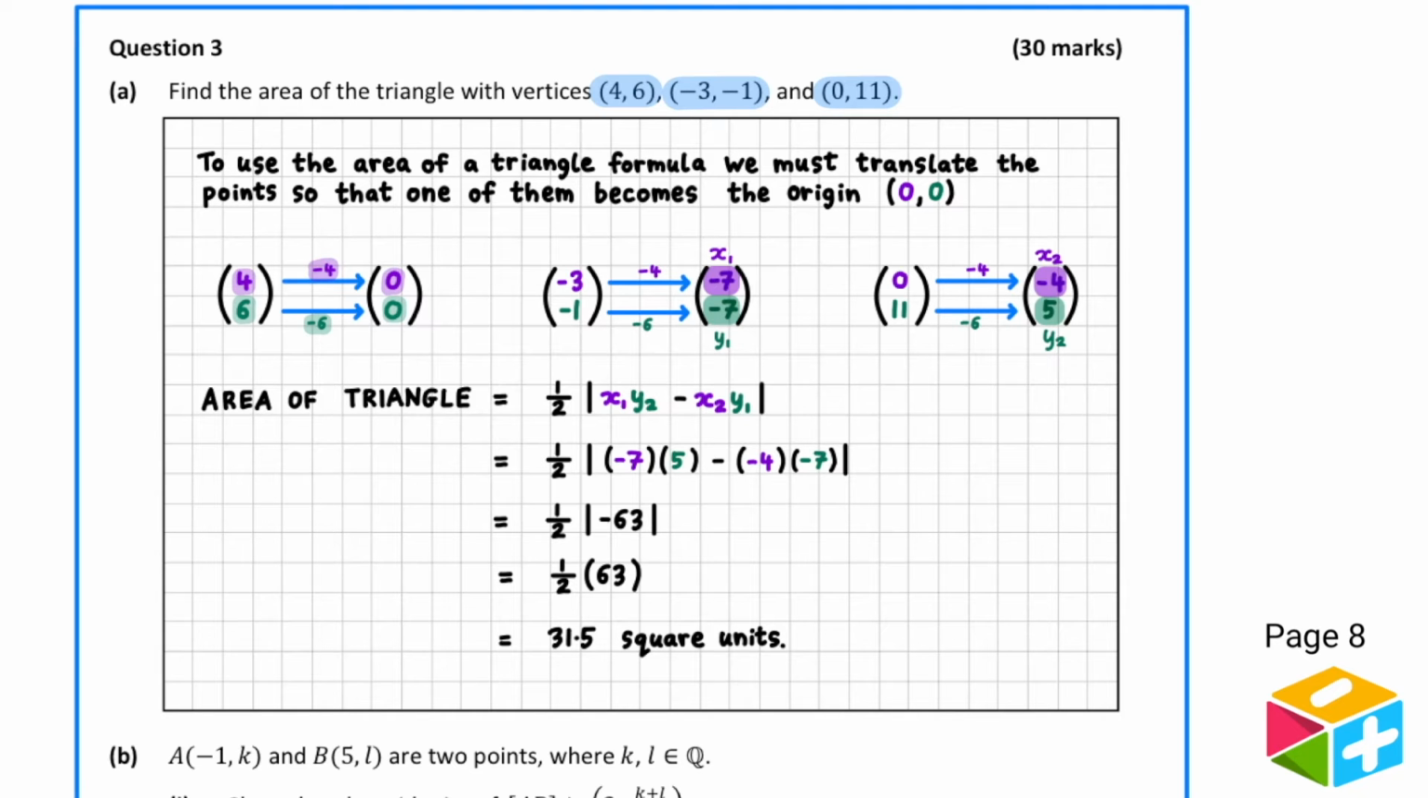Now, let's sub in our values. x1 is minus 7, y2 is 5, x2 is minus 4, and y1 is minus 7. When we perform the calculation inside the absolute value, it comes out as minus 63. To find the absolute value of a number, we turn it into its positive version. So the absolute value of minus 63 is plus 63. A half times 63 is 31.5, so the final answer for the area of the triangle is 31.5 square units.